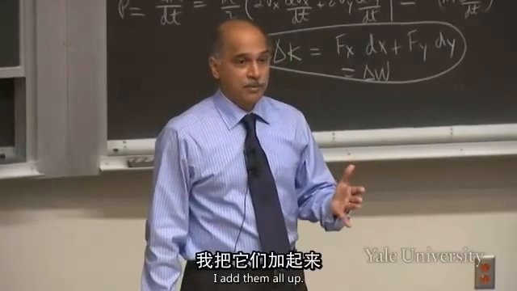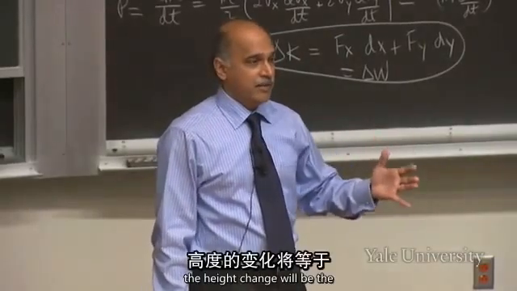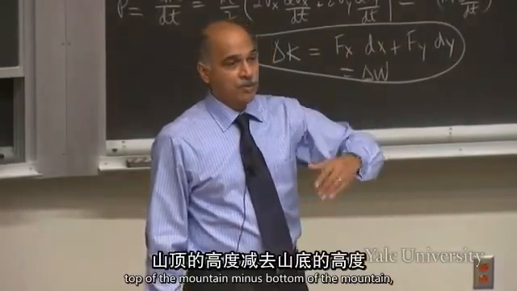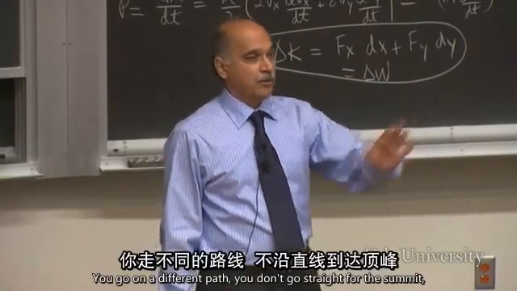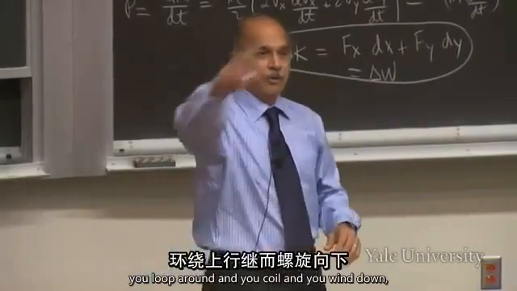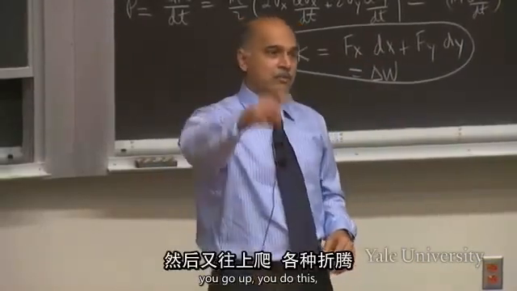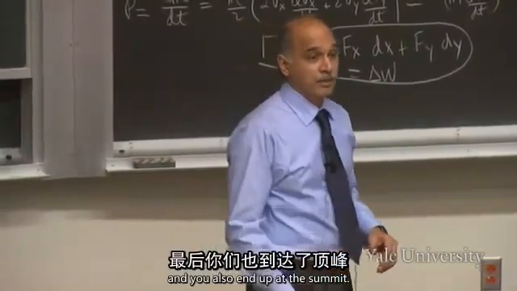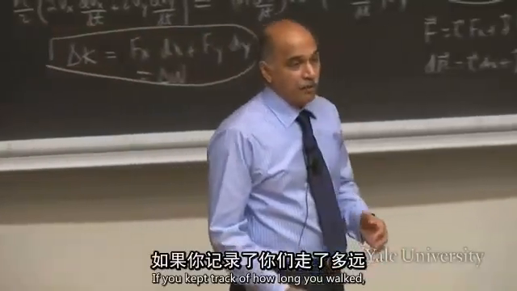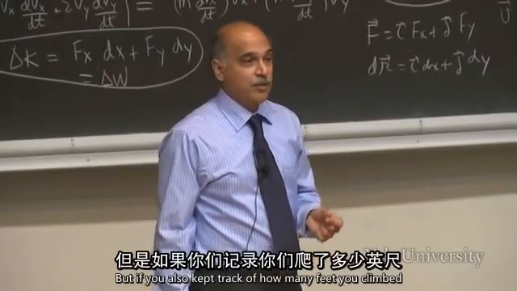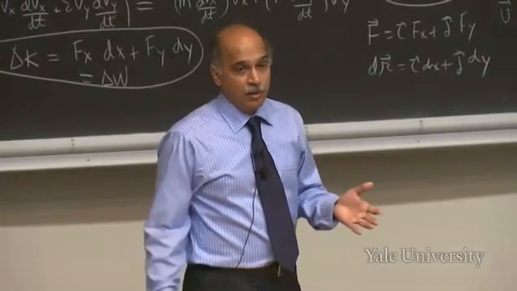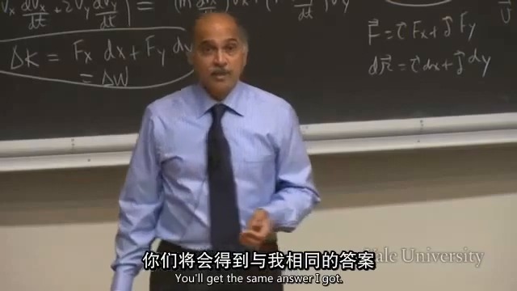I add them all up. At the end of the day, the height change will be the top of the mountain minus the bottom of the mountain, the height of the mountain. You go on a different path. You don't go straight for the summit. You loop around and you coil and you wind down, you go up, and you also end up at the summit. If you kept track of how long you walked, it won't be the same as me. But if you also kept track of how many feet you climbed, and you added them all up, what answer will you get? You'll get the same answer I got.